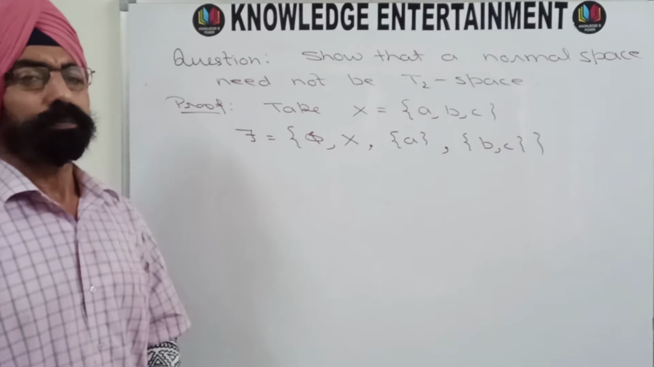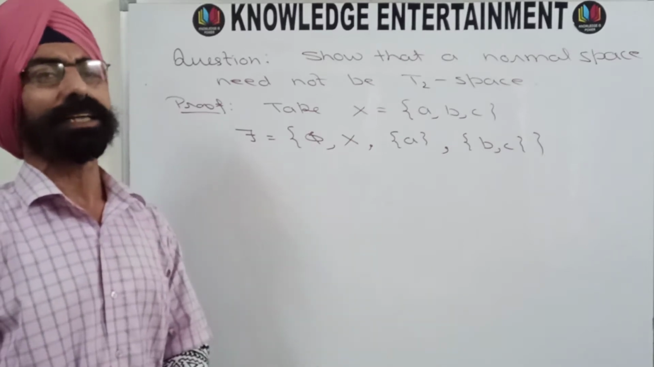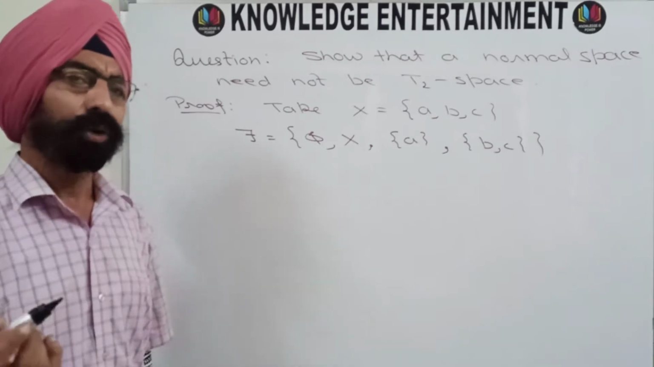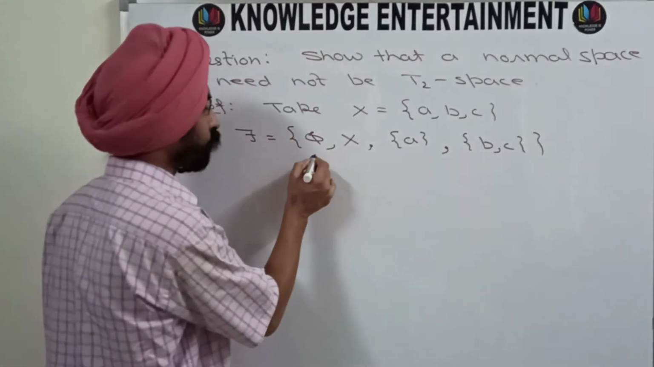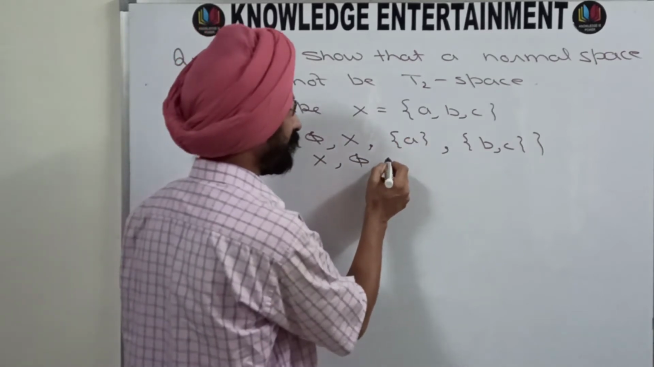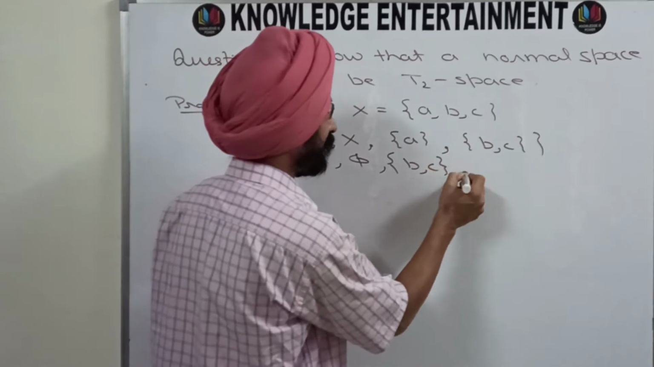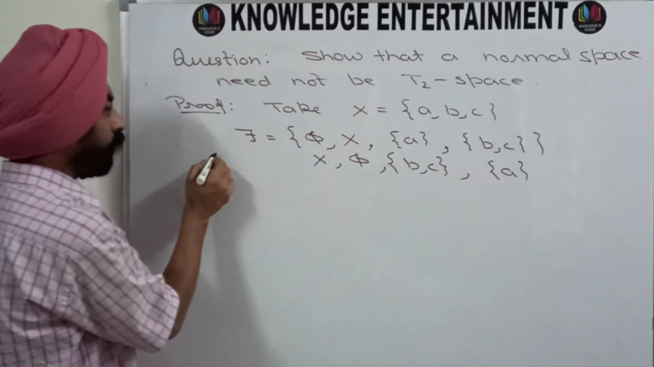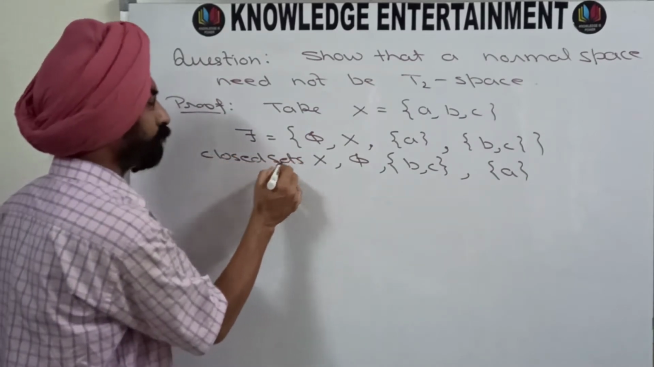For the proof that it is a normal space, what we need in the starting is two disjoint closed sets. So let us have a look at all the closed sets possible. Corresponding to phi, the closed set is X, corresponding to X, the closed set is phi, corresponding to the singleton set A, the closed set is the set containing 2 points BC, and corresponding to BC, it's the singleton set A. These are the only possible closed sets.